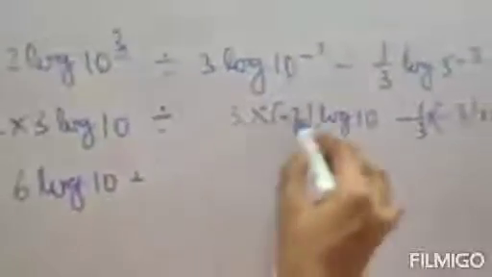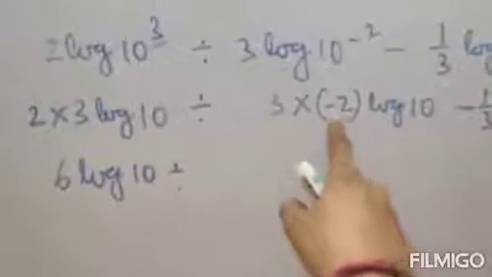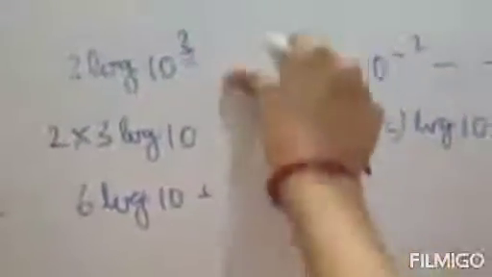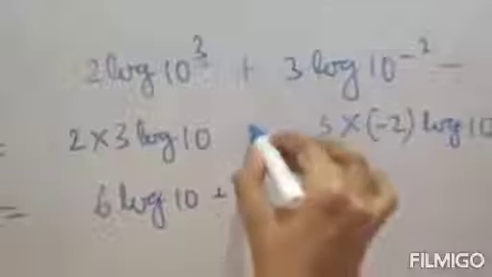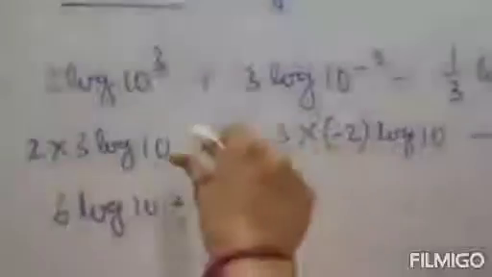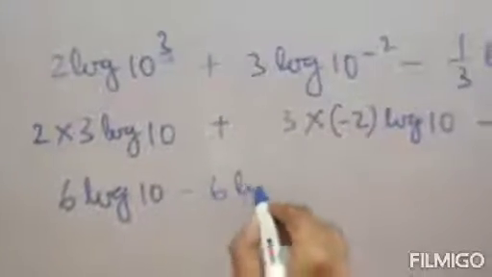Division. 3 into 2 means 6, and it is in minus sign, so it is minus 6 log 10. Clear? So it is 3 into minus 2, that means minus 6. The sign here will be plus, not division. So 3 into 2 means 6 and minus 6, so plus and minus becomes minus. So minus 6 log 10.